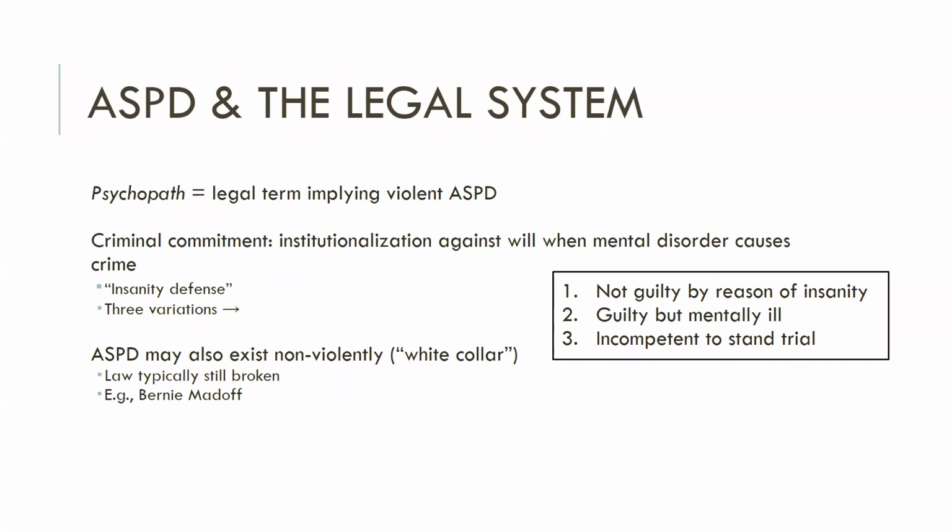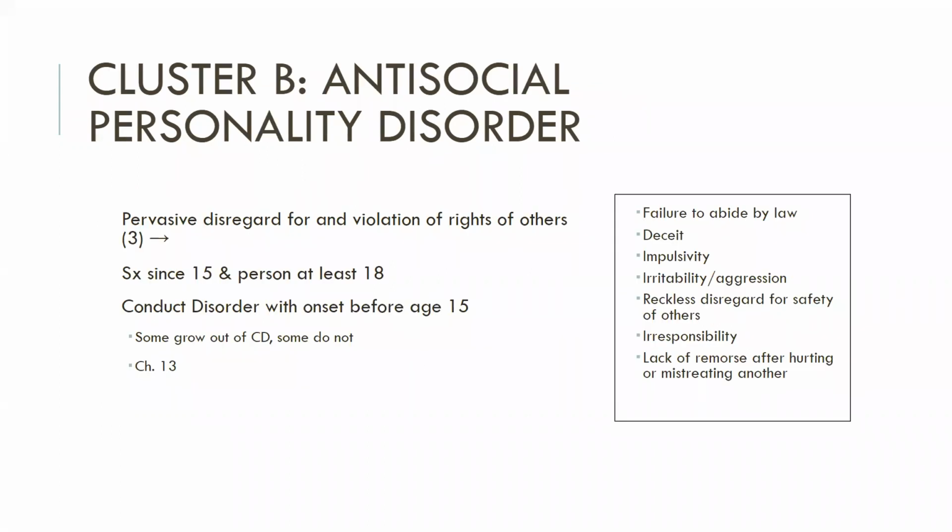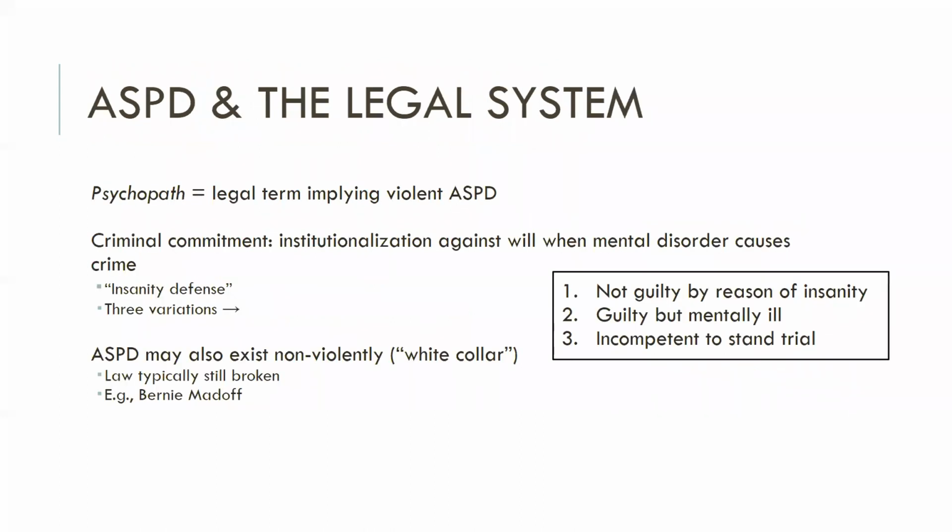Okay, so now we're deviating a little bit from diagnosis, and we're going to talk more specifically about antisocial personality disorder and the legal system. One of the reasons I chose to highlight the legal system here is because when we think antisocial, if we go back to the criteria, we've got a lot of things that are breaking the law, failure to abide by the law first and foremost, but then a lot of these other symptoms imply law breaking, like not regarding the safety of others, hurting or mistreating others, irresponsibility, deceit. And so there's an obvious intersection between ASPD and the legal system.